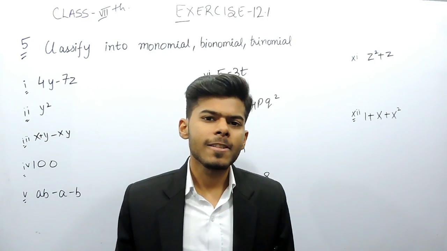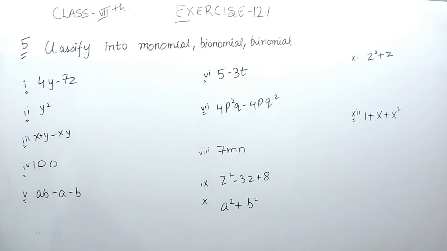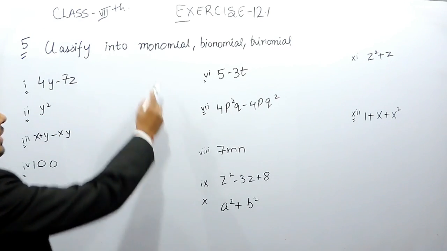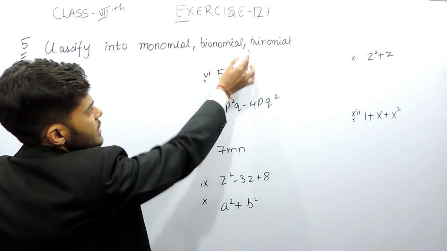Hello everyone, this is the fifth question of exercise 12.1, and in this question we have to classify these 12 parts into monomial, binomial and trinomial. So what is monomial, binomial and trinomial? Mono means 1, bi means 2 and tri means 3.